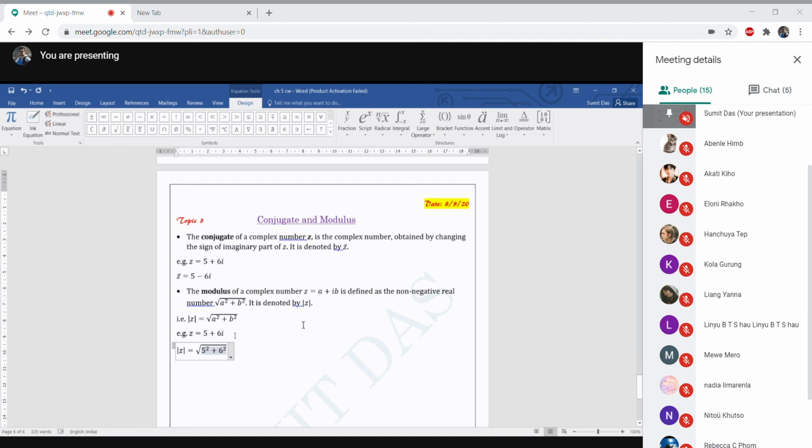So that is the thing. Now some properties are given in your book, not all the properties, if you are doing JEE. After that, now you have to find the value. So this value will be square root of 5 square is 25, 6 square is 36, 25 plus 36 is 61. This is the value. Okay, so this kind of question will be there.